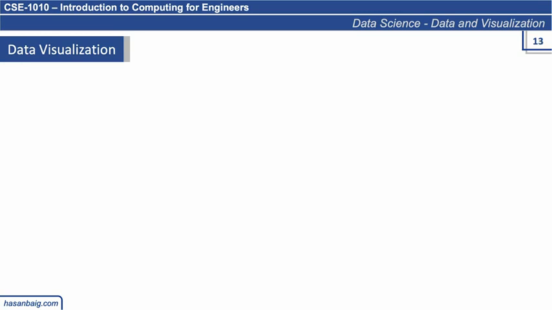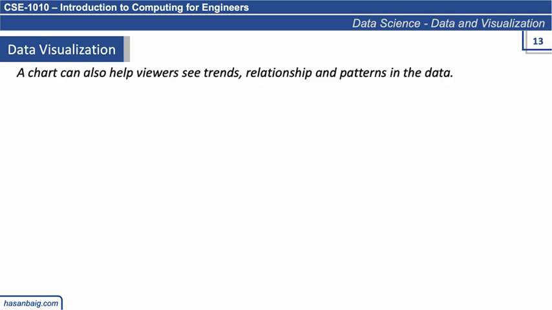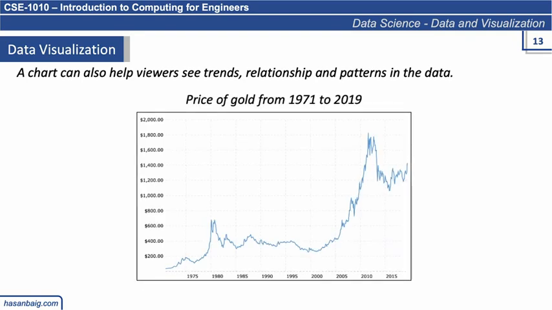All right, so a chart can also help viewers see trends, relationships, and patterns in the data. For example, this chart represents the price of gold between 1971 and 2019. Generally, by looking at this graph, we can say that there is a rising trend in the price of gold, but we can also see that there was a crash in the market between the year 1990 up until the year 2010, where the prices started rising. So the investor, by looking at this kind of information in a chart visualization, can easily determine whether it's a good idea or not to invest in gold for a long time.